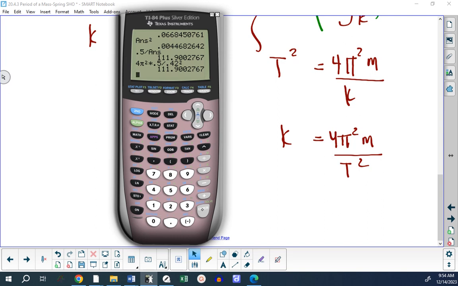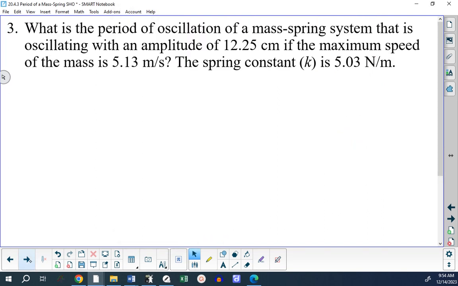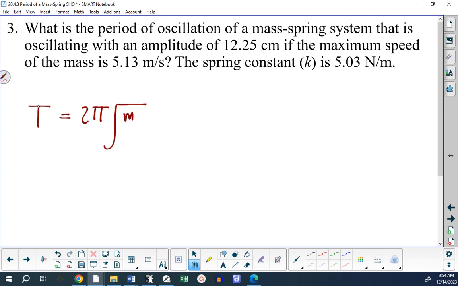All right, final example. What is the period of oscillation of a mass spring system that is oscillating with an amplitude of 12.25 centimeters if the maximum speed of the mass is 5.13 meters per second? And you're given the spring constant. So if you start at the beginning and it says, what is the period? Then you use this formula, period equals 2 pi root m over k. With a little bit of thought and careful reading, you realize that you're missing the mass.